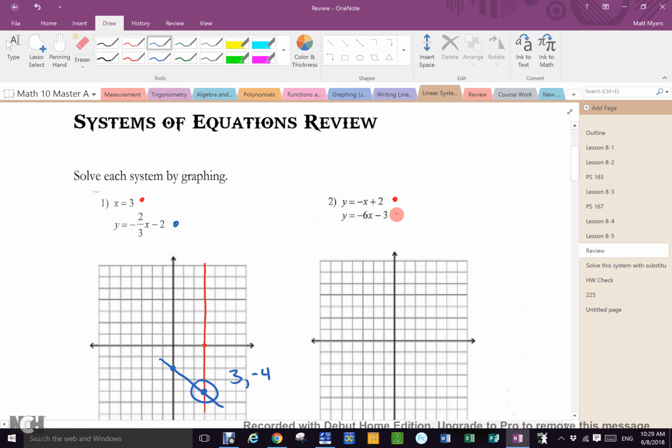Red. Blue. +2, 1, 2. Slope of -1. There's that line. And the blue line is -3, 1, 2, 3. And a slope of -6. That's going to go off the graph this way. So I'm going to go up 1, 2, 3, 4, 5, 6, and over 1. And there it is at -1, 3.